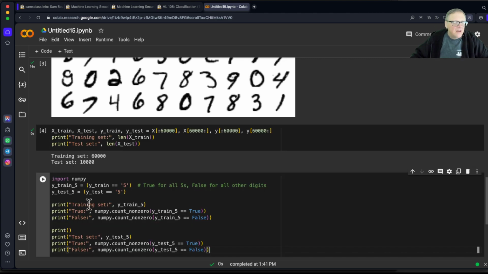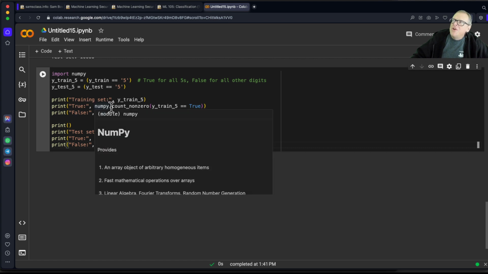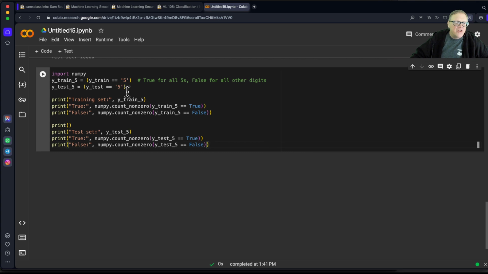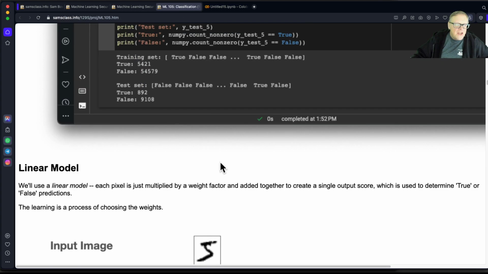So I'm going to take the label, which was 0, 1, 2, 3, 4, 5, 6, 7, 8, 9, and I'm going to create another thing that is just whether it's equal to 5 or not. So now we're going to get a training set, and the training set has 5,000 that are true and 50,000 that are false, because only 1/10 of them are 5s, of course. And the test set has 800 that are true and 9,000 that are false. So that's the new training and test set we're going to use.